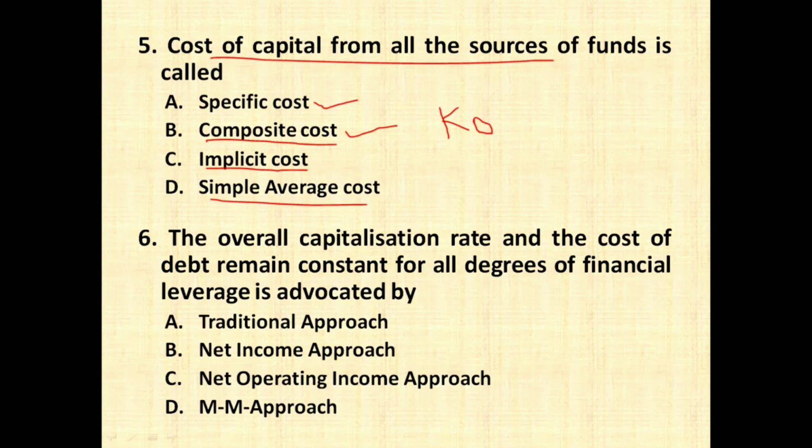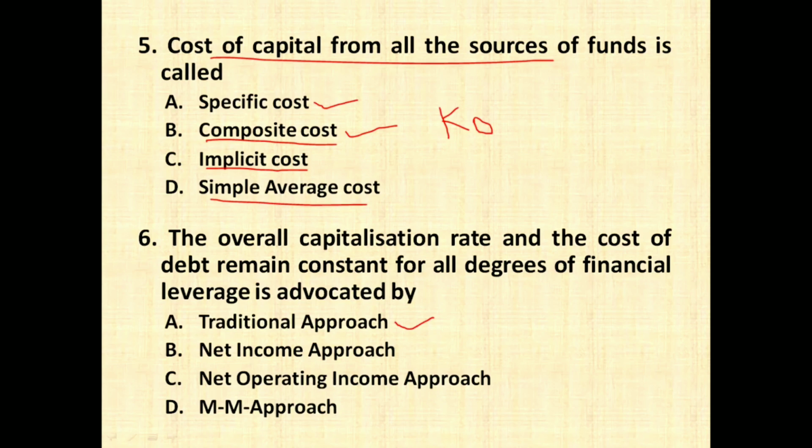The next question is very important and it is asked many times. The overall capitalization rate and the cost of debt remain constant for all degrees of financial leverage is advocated by. So you have four options: traditional approach, net income approach, net operating income approach and MM approach. Now traditional approach says that up to a certain level, if you use debt, then the value of your firm is going to be maximum and then it is going to decline, right? So it aims at optimum capital structure.